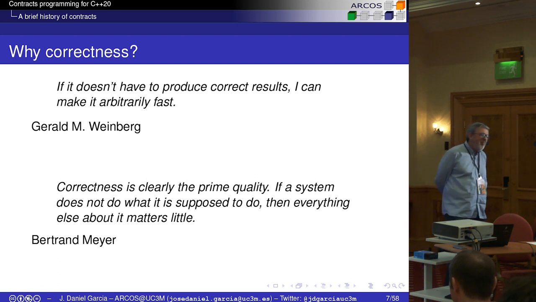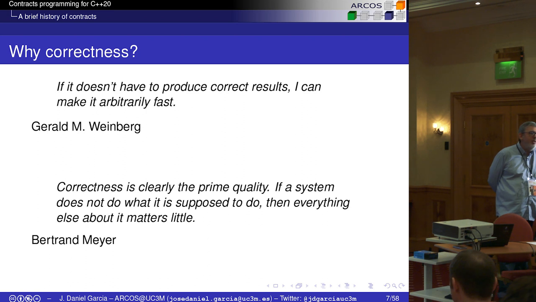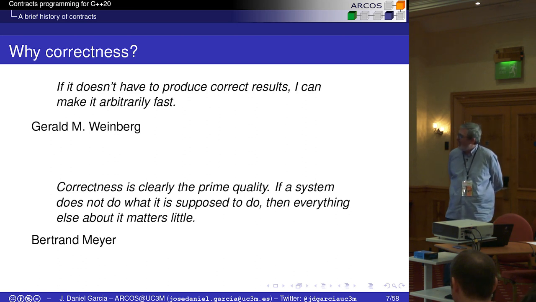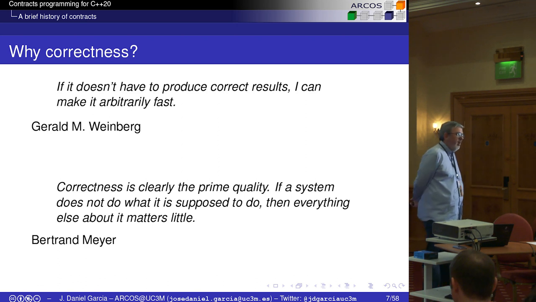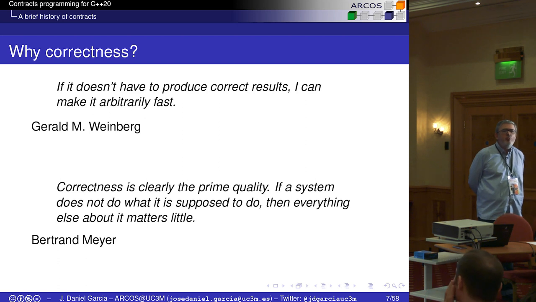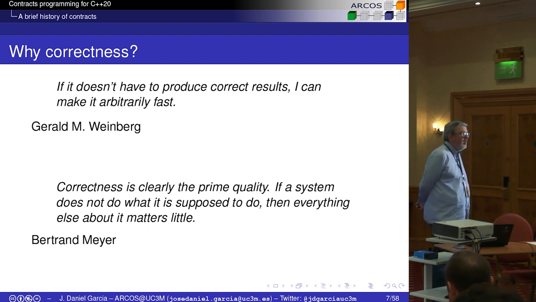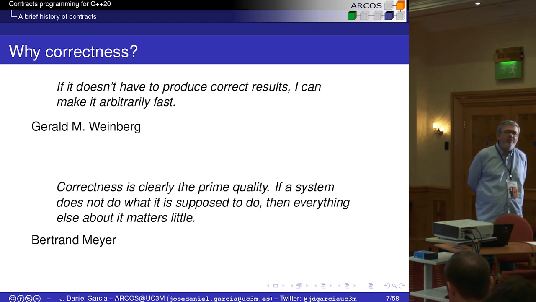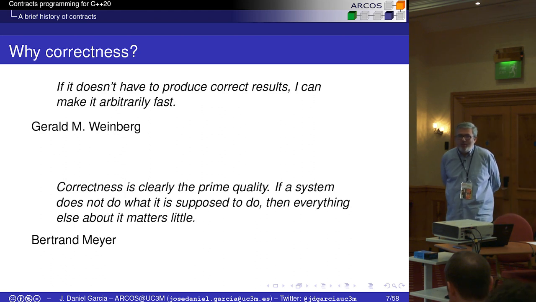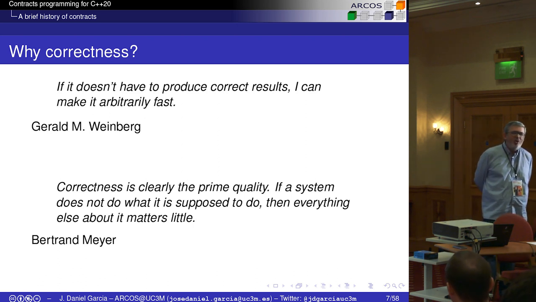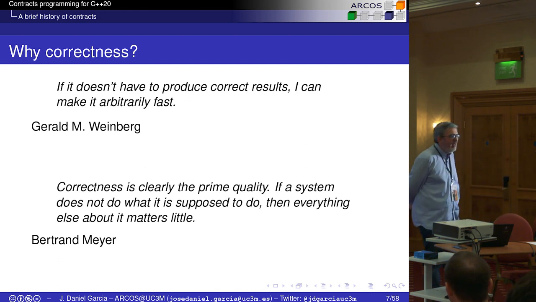This other quote is from Bertrand Meyer, known as one of the pioneers in design by contract. Correctness is clearly the prime quality. If a system does not do what it is supposed to do, then everything else about it matters little. Although Bertrand Meyer is usually cited as one of the pioneers in design by contract, design by contract goes back to the early 70s. The first thing that comes to my mind is Tony Hoare's work in the very early 70s, and then in the 90s also Barbara Liskov. But if you Google about design by contract, you are going to find a lot of things from Bertrand Meyer and the Eiffel programming language.